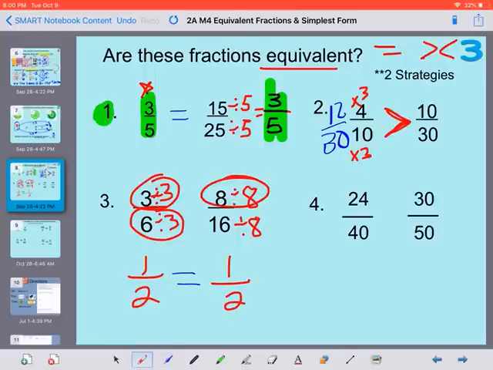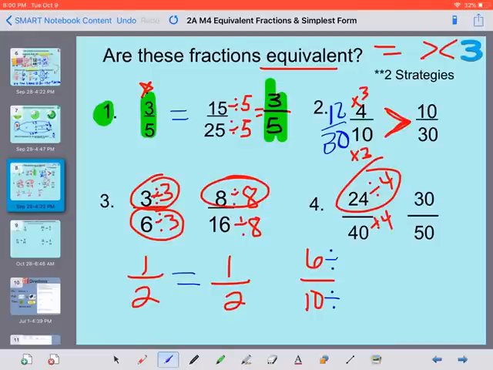Last one, let's simplify 24 and 40. I know 4 goes into both of them. I'm going to divide by 4. 24 divided by 4 is 6. 40 divided by 4 is 10. 10 times 4 is 40. But we can simplify this even more. We got to keep going until we get to even smaller numbers. They're both even. If you ever have two even numbers, we can divide them both by 2. That gives us 3 over 5.